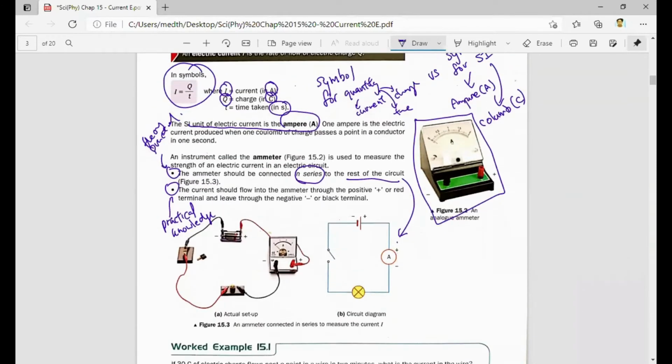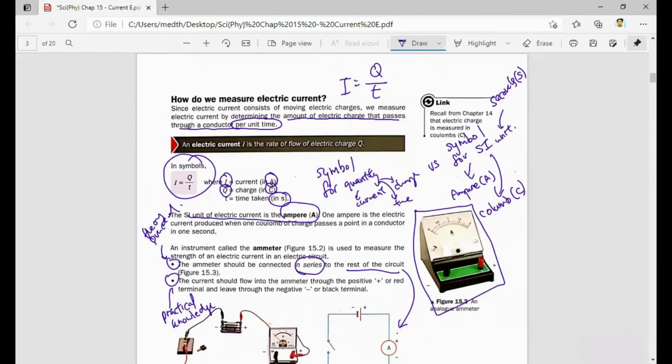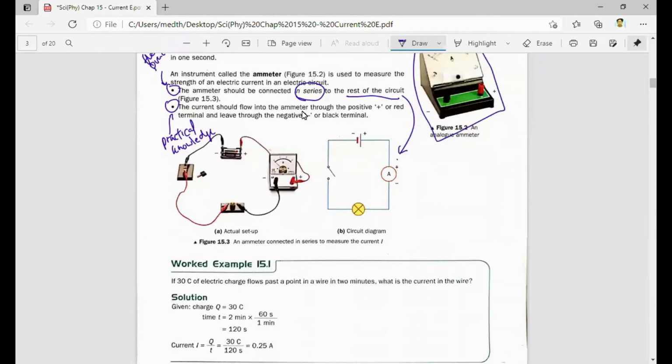So ammeter connection, that's one. Next, the formula is the second one. And the last one is really understanding what is electric current. It's the rate of flow of electric charges. This has come out for definition also. So please take note of it.